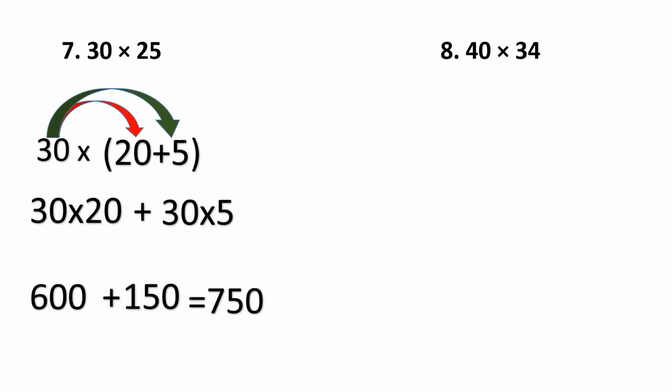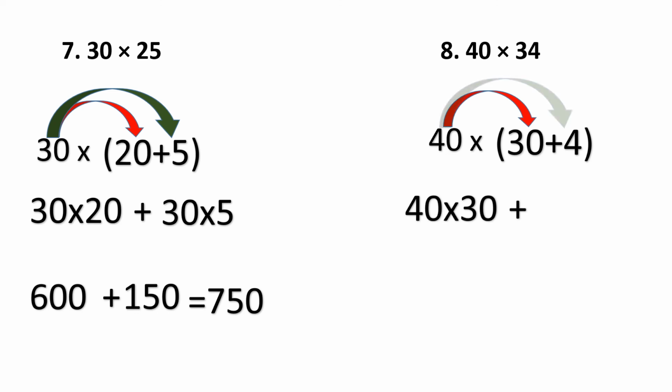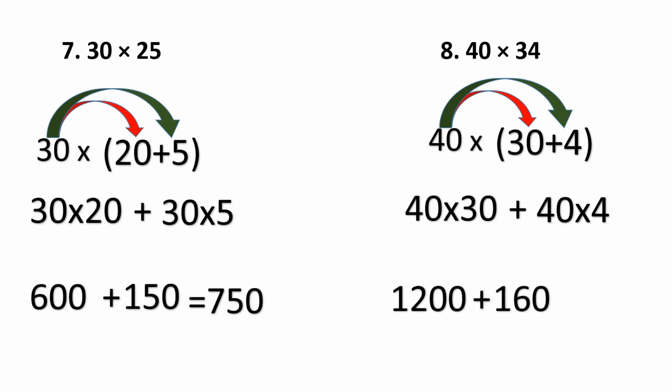As for number 8, you have 40 times 34. As we did before, just keep 40 as it is. It's a multiple of 10. And work on the other factor, which is 34. Break it into 30 plus 4, and then use the distribution property. 40 times 30 gives us 1,200, plus 40 times 4, 160. The sum gives us 1,360.